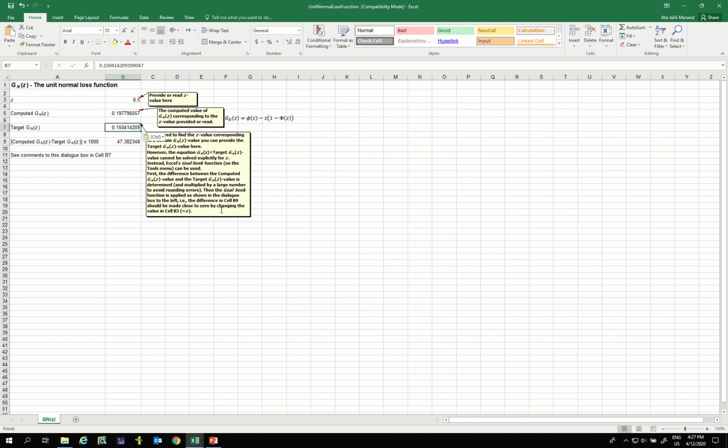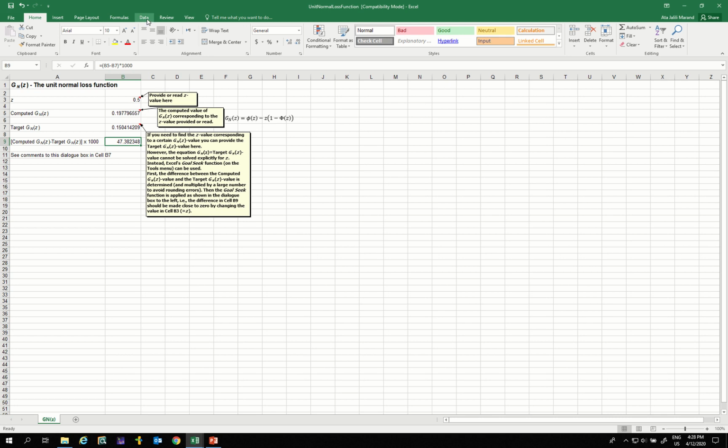So next I will explain how it is done in Excel. But before that, let's see what we have here. It is simply the difference between the target Gn and computed Gn, multiplied by 1000 to increase the accuracy of our calculations. If I find a z value that will give me a computed Gn equal to target Gn, then the difference will be equal to 0 or close to 0. So I want this value to be as close to 0 as possible.